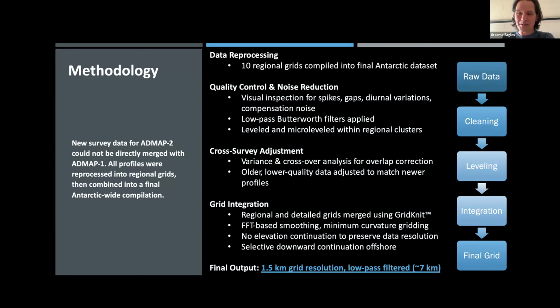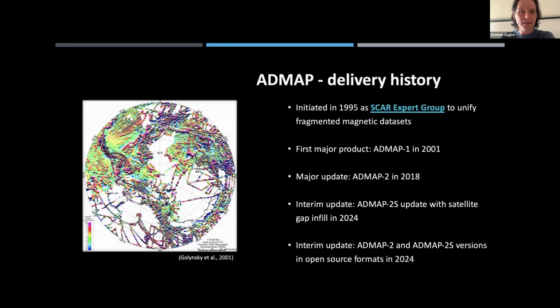The final product there, for most of us anyway, or the flagship product is a 1.5 kilometer resolution low pass filtered continental scale grid that you've seen a couple of examples of already. So on the left side of the screen here, we can see ADMAP 1. That was our first product from the beginning of the 21st century there. It came out around about 5 or 6 years after the grounding of ADMAP as a SCAR expert group, with its goal to unite all of those fragmented magnetic data sets dating way back to the International Geophysical Year, some of them 1957. So yes, there's the first data product from 2001.